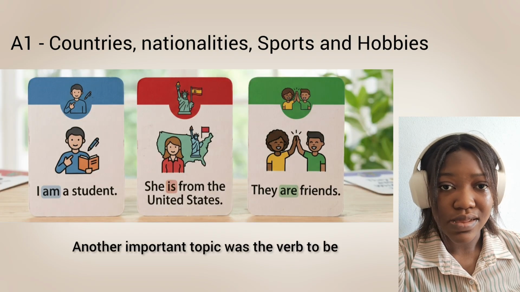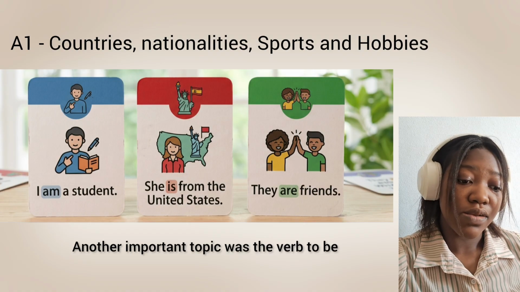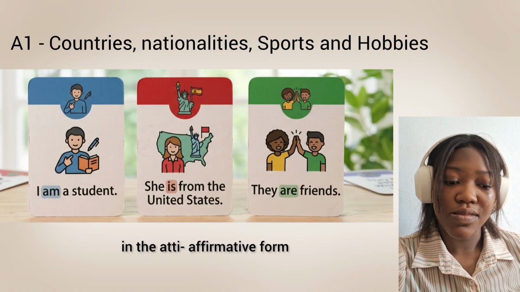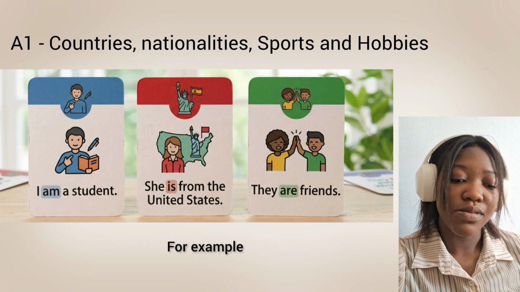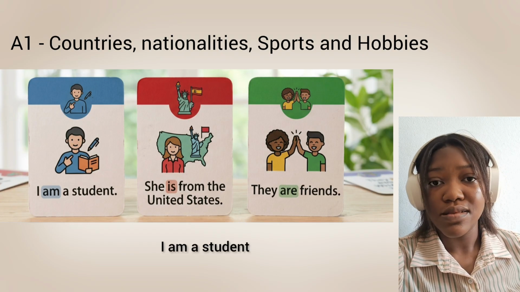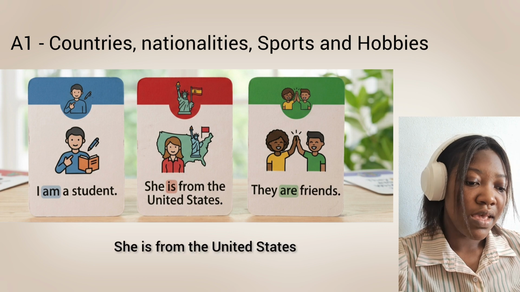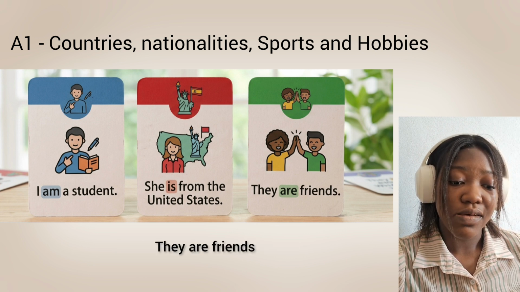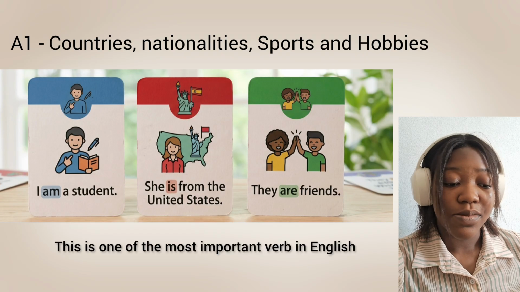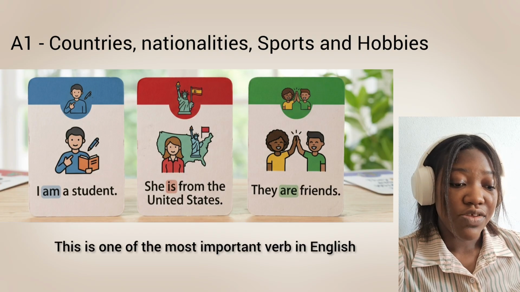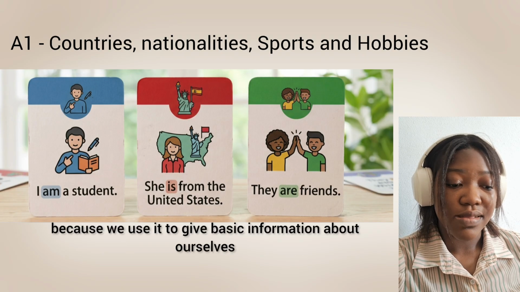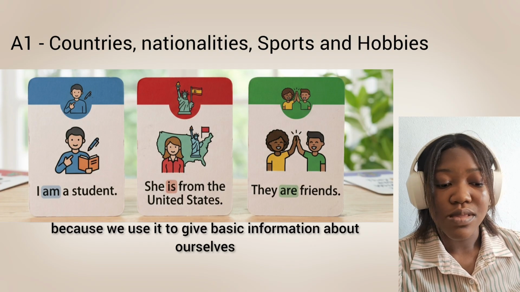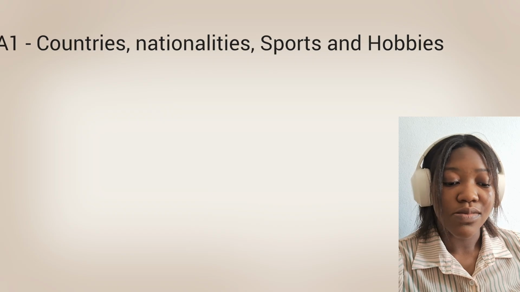Another important topic was the verb to be in the affirmative form. For example, I am a student. She is from the United States. They are friends. This is one of the most important verbs in English because we use it to give basic information about ourselves and other people.